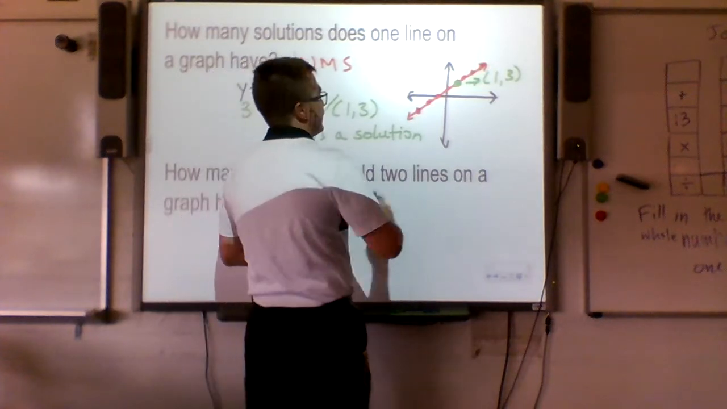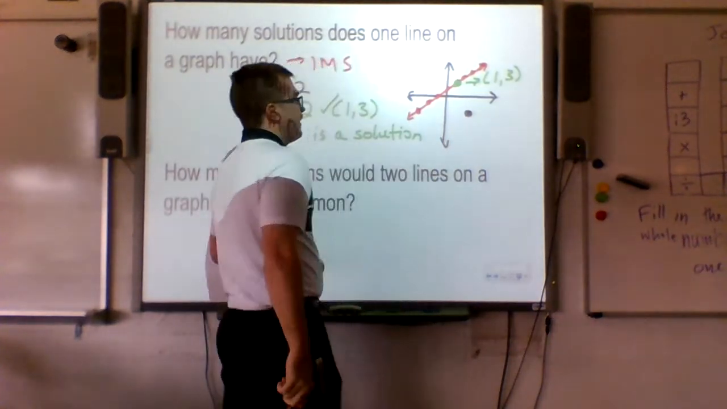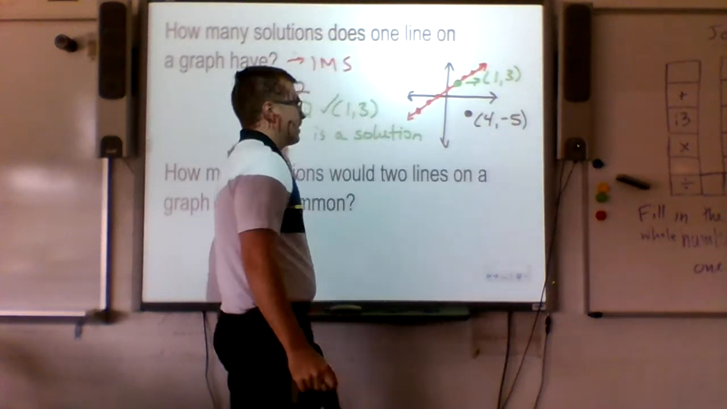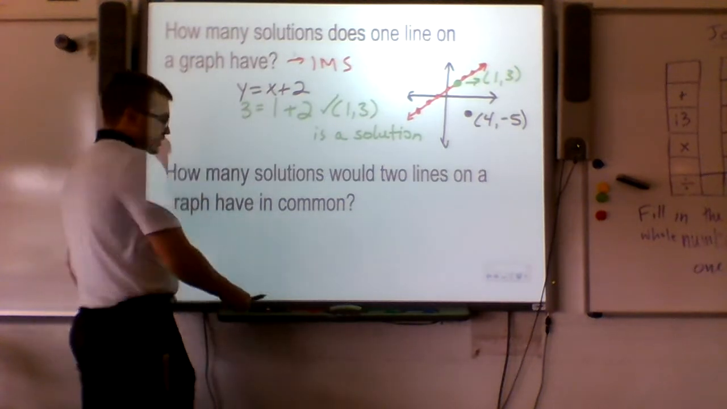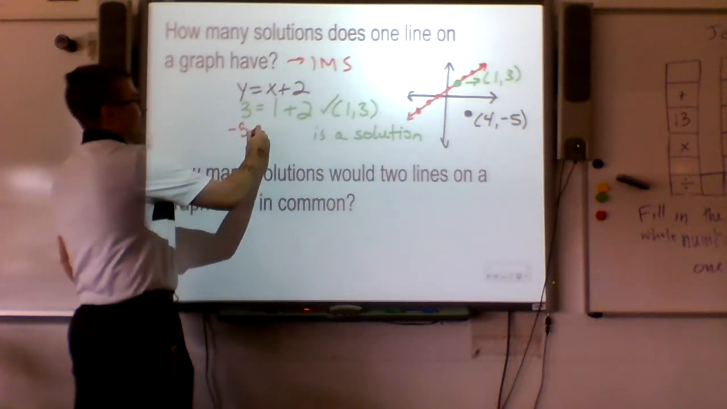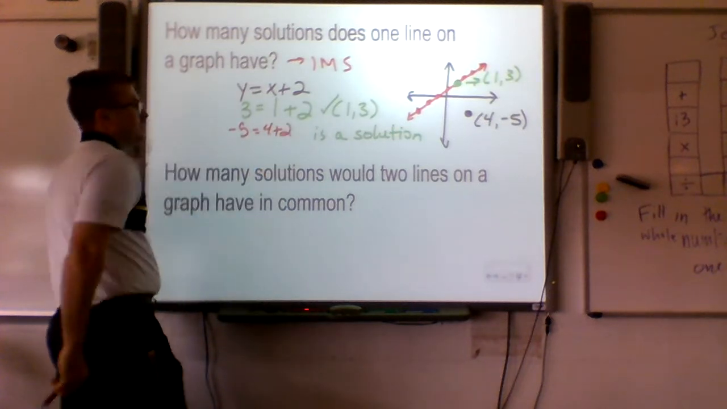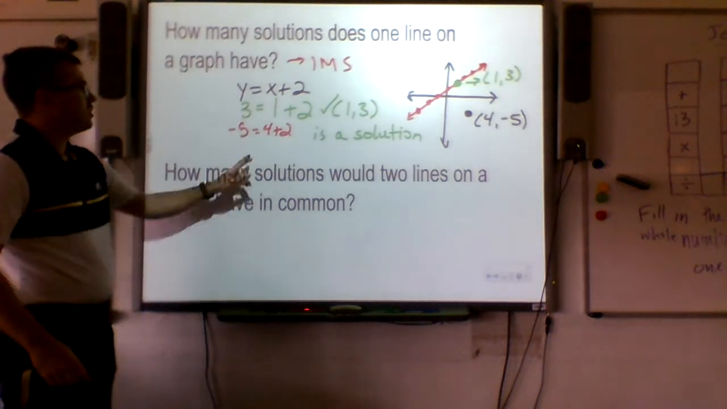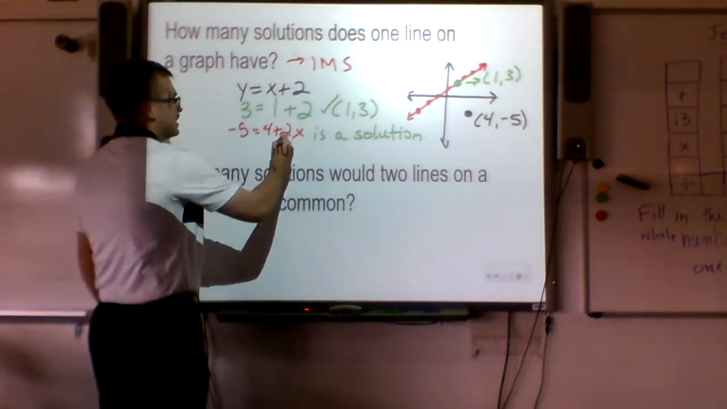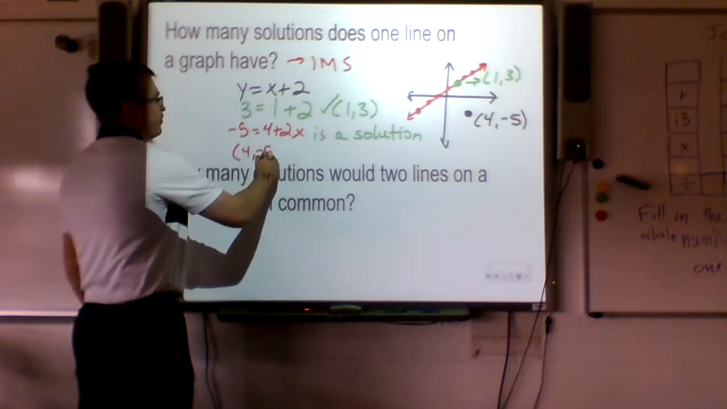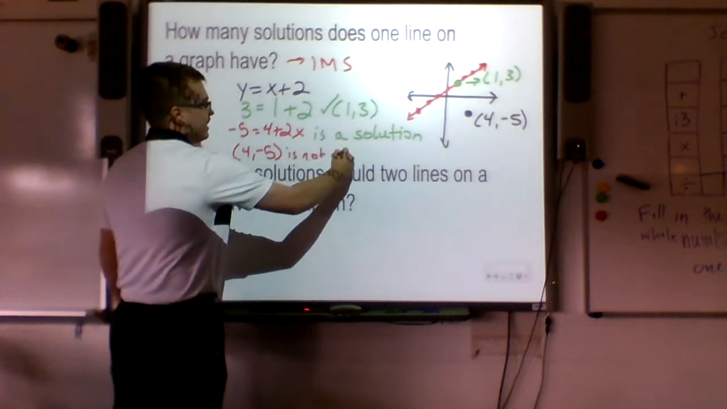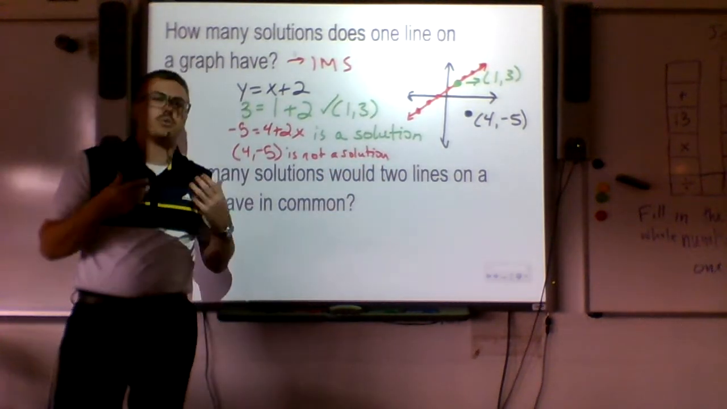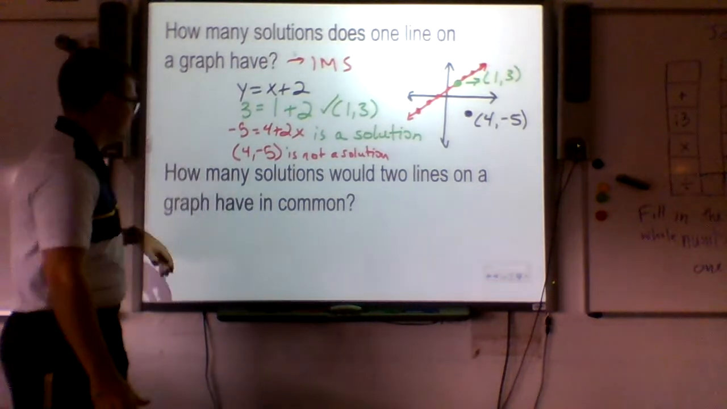But then if I picked a point, let's say I picked this point down here, and let's say that that point was 4, negative 5. And I tried plugging that into my equation. Then I would have negative 5 equals 4 plus 2. Is that a true statement? Does negative 5 equal 4 plus 2? Well, that's false because 4 plus 2 equals 6. So that means that the point 4, negative 5 is not a solution. So if it makes the equation true, it's a solution. If it makes the equation false, then it's not a solution.